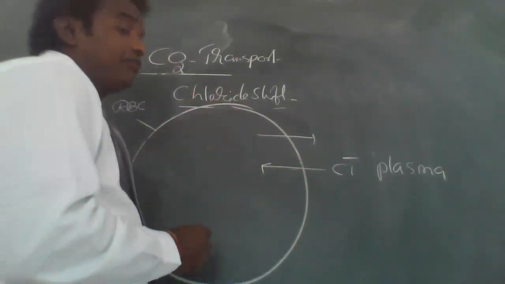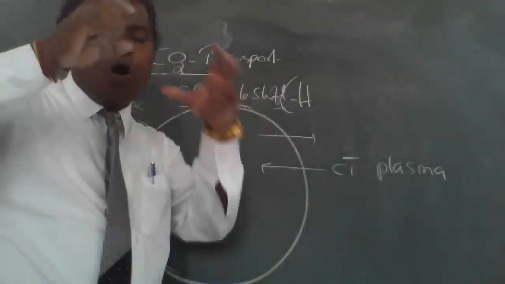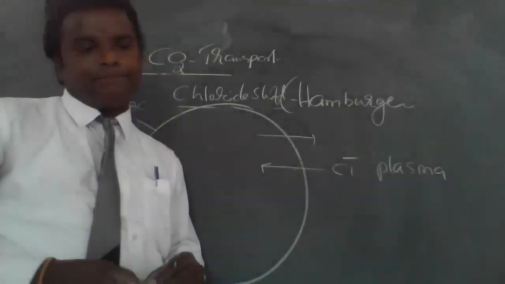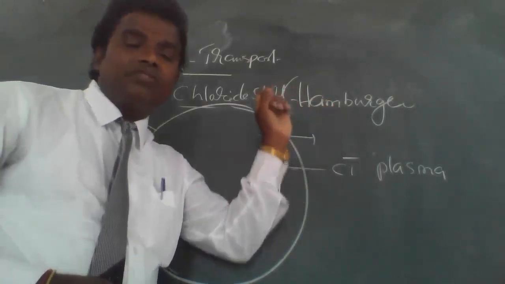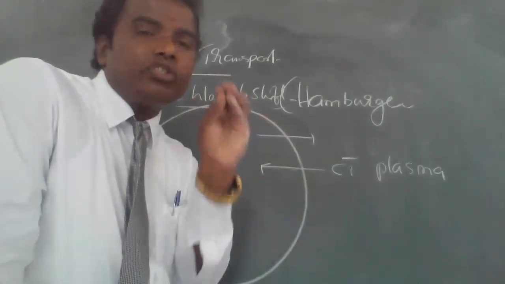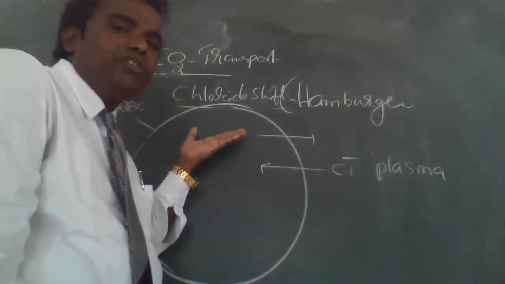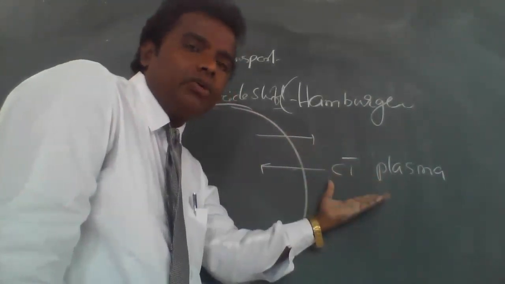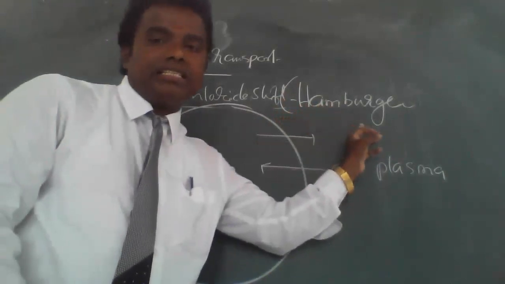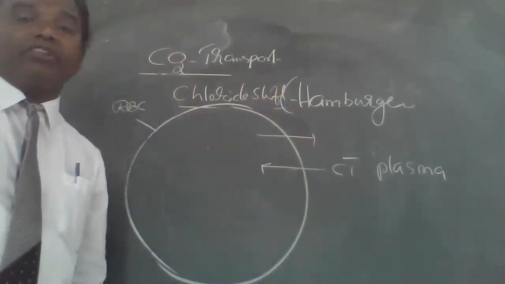This chloride shift was discovered by which scientist? Hamburger scientist. That's why this phenomenon is called the Hamburger phenomenon. Once I repeat, chloride shift is the diffusion of chloride ions from plasma into the RBC and get back. So this chloride shift was discovered by Hamburger scientist. This is very, very important. That's why it's called the Hamburger phenomenon. How does it take place?